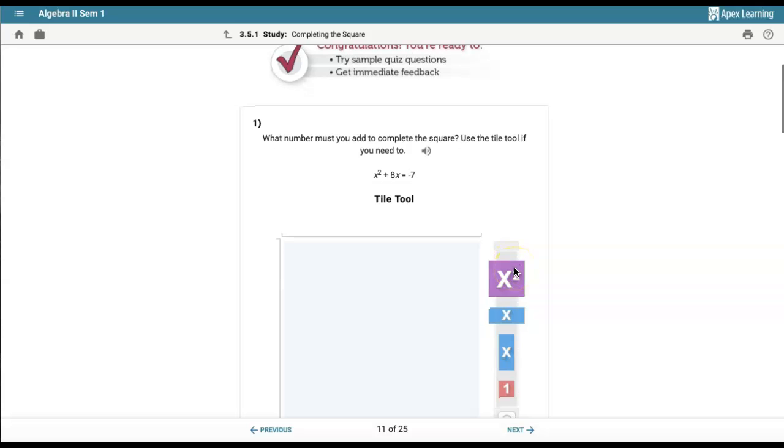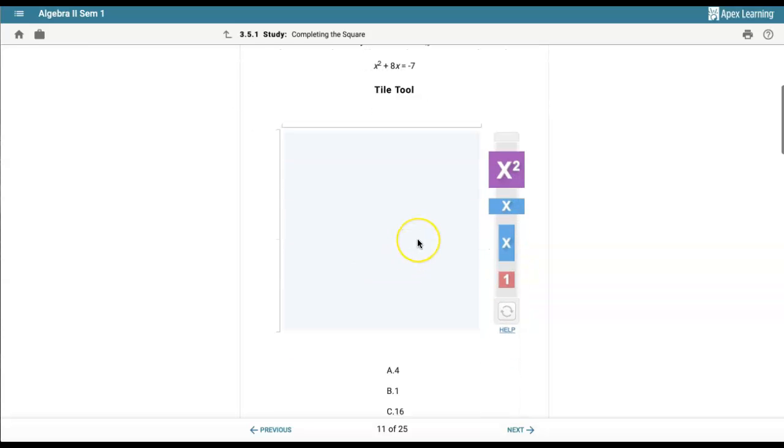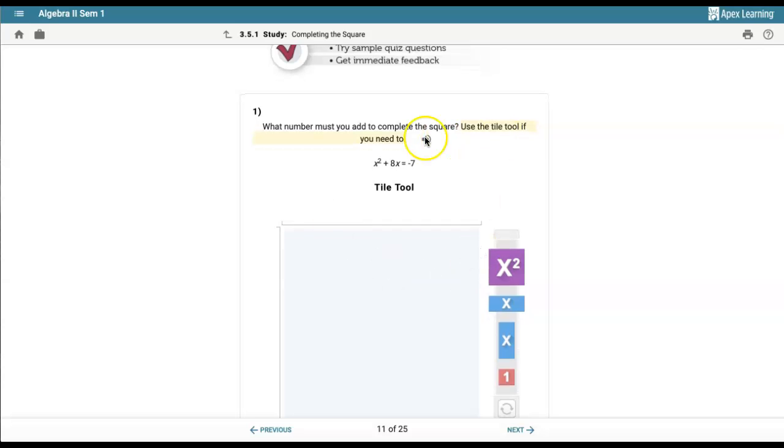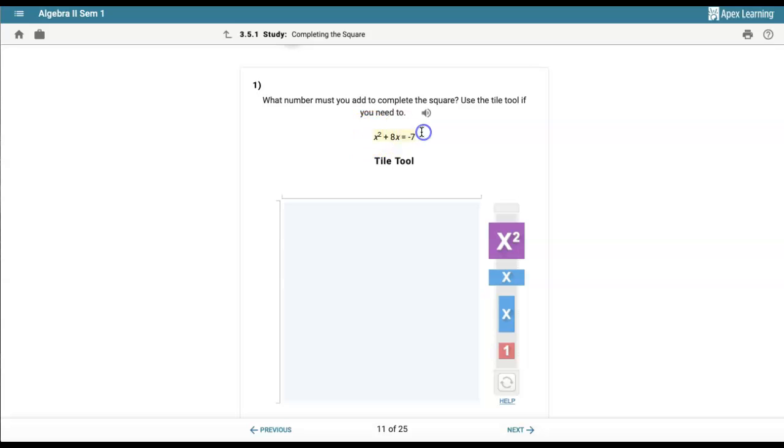All right, so again, you might have something like this on your quiz. Okay, you do not have to use the tile tool if you do not want to. Okay, it says if you need it. If you need to, you can use it. So if this is on your quiz, please don't feel pressured to have to use it. Okay, regardless, you can do this without it, right? I have an x squared and an 8x. Okay, I've got to add something to both sides. Well, 8 divided by 2 gives me 4. 4 squared is 16, so I'm going to end up having 16 on each side, okay?